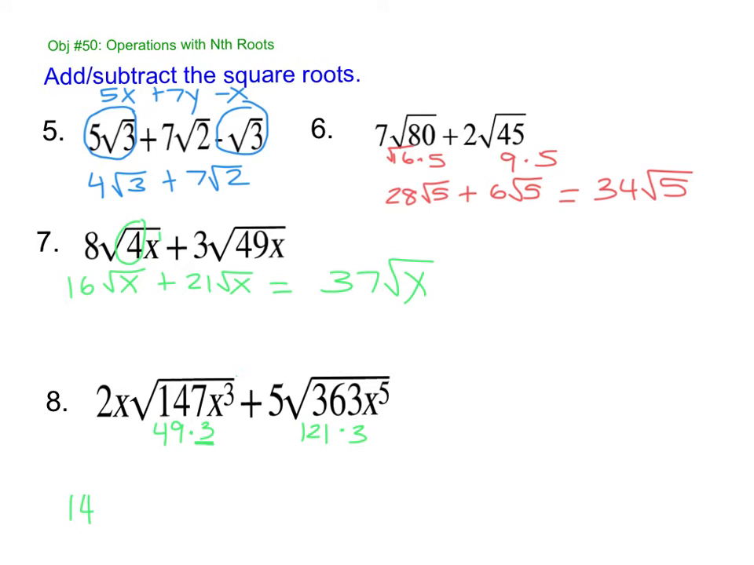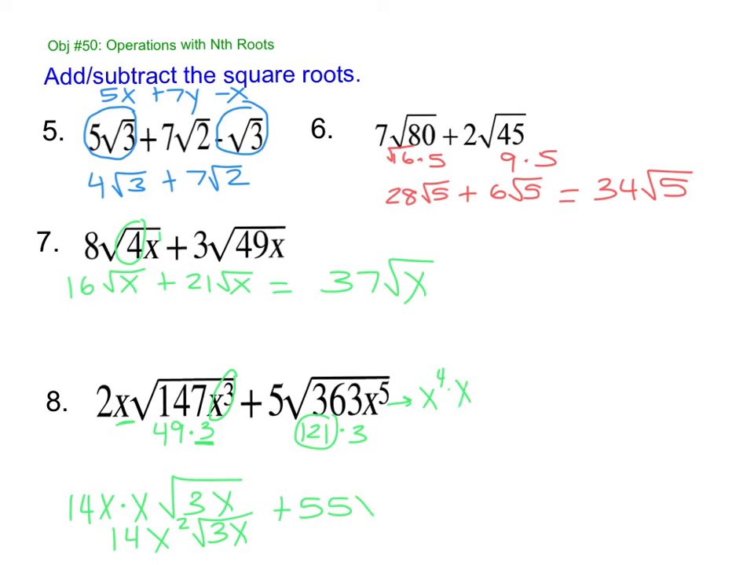And then what happens with my x's? I get an x. So notice I have an x on the outside, and then I have an x from the inside. And then we're left with 3x. What's x times x? X squared. So this is 14x squared root 3x. And then over here, that gives me an 11. So 55. X to the 5th is x to the 4th times x. So that gives me my x squared root 3x.